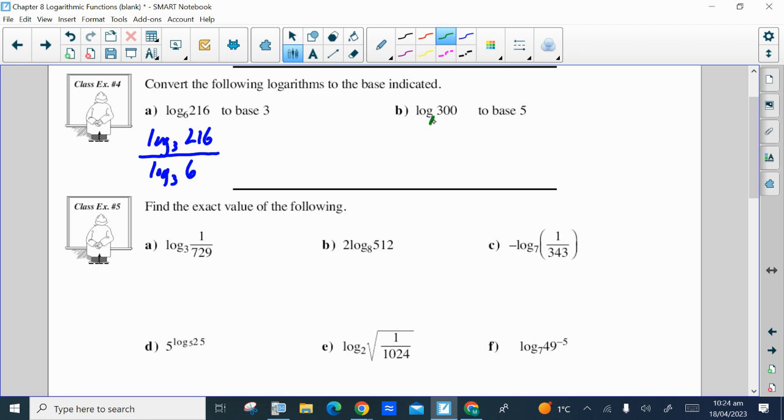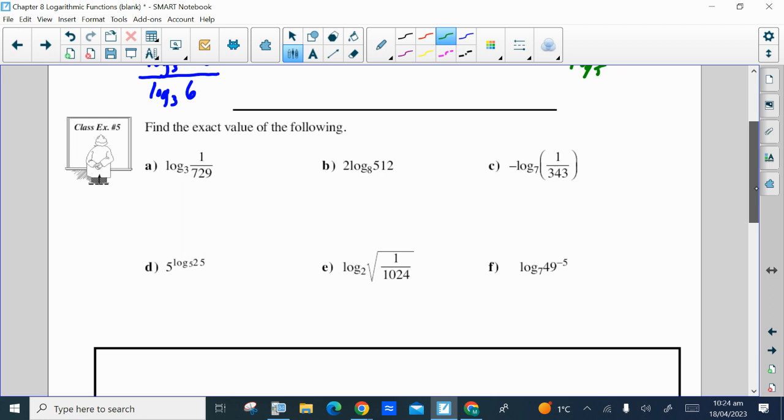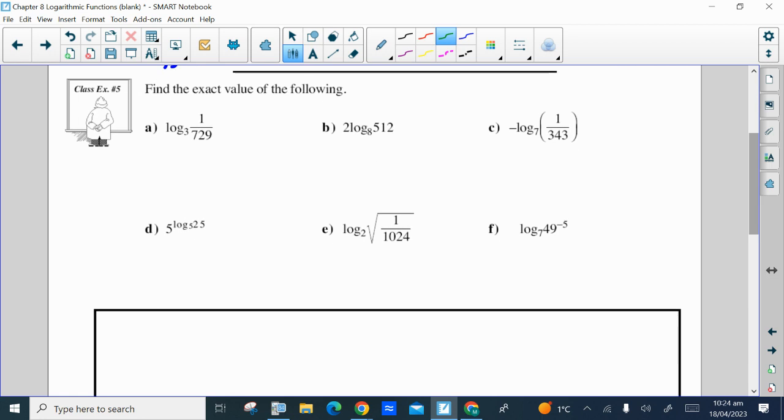So for question B, the base there is 10 because no base is indicated. If you want to write this with a base of 5, it'll be log base 5 of 300 over log base 5 of the original base, which is base 10. So there is the expression with base 5. Normally we wouldn't do that. The whole point of using the change of base identity is so that you can write it with the base 10 and therefore evaluate it on your calculator.